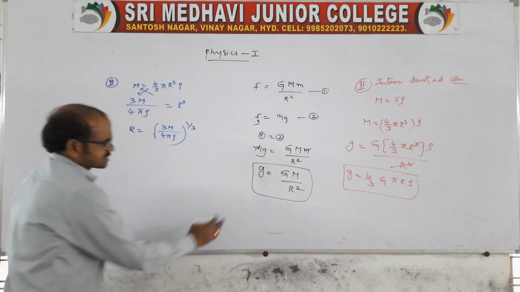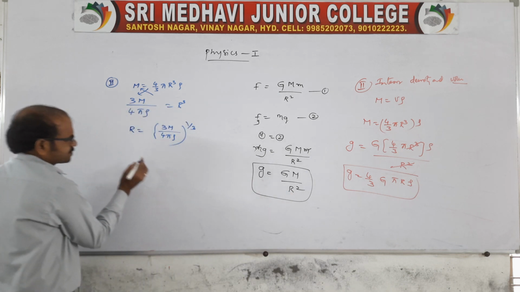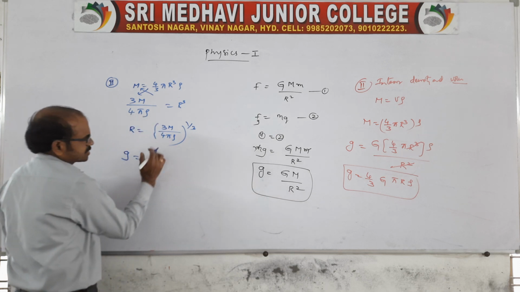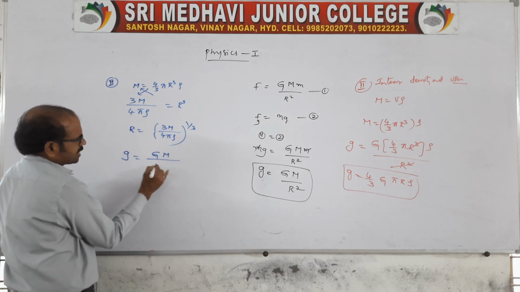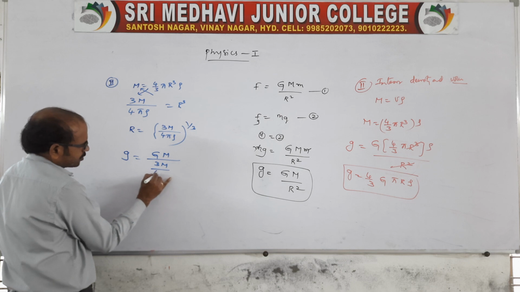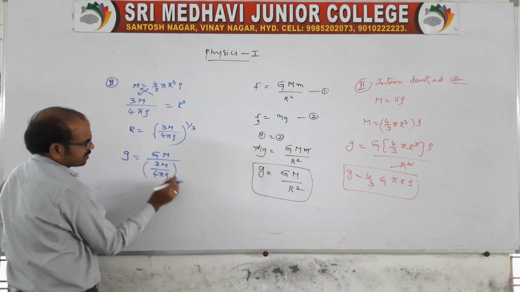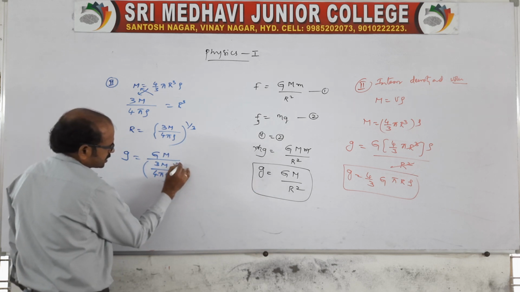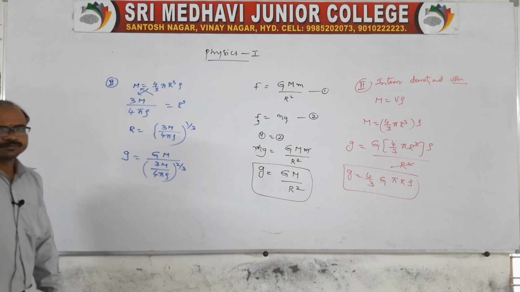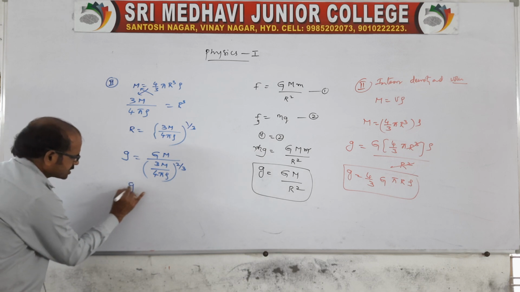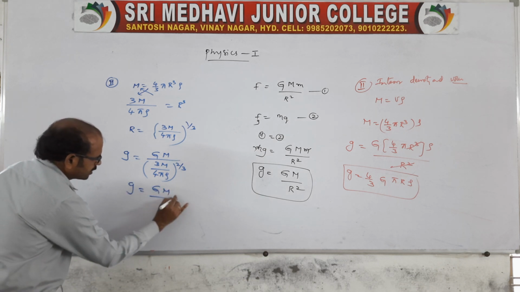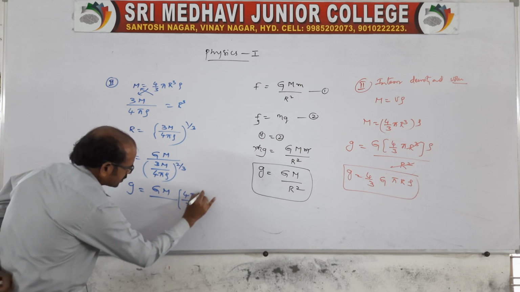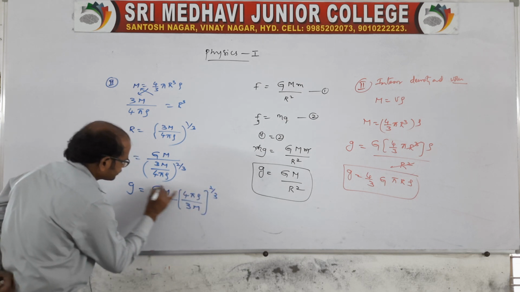Now just replace this in small g. I am writing this R with this. So G capital M by 3m by 4 pi rho whole power. Actually, 1 by 3 is there, as well as the square, so you take 2 by 3. Now you simplify this. Small g is equal to G m by 4 pi rho by 3m whole power 2 by 3.